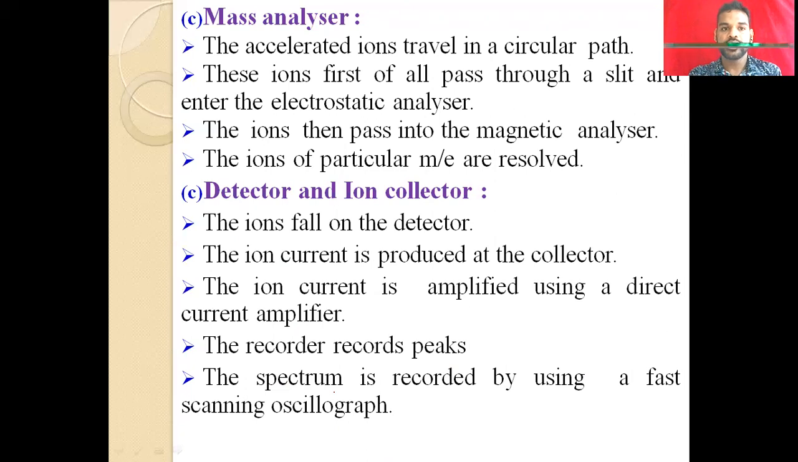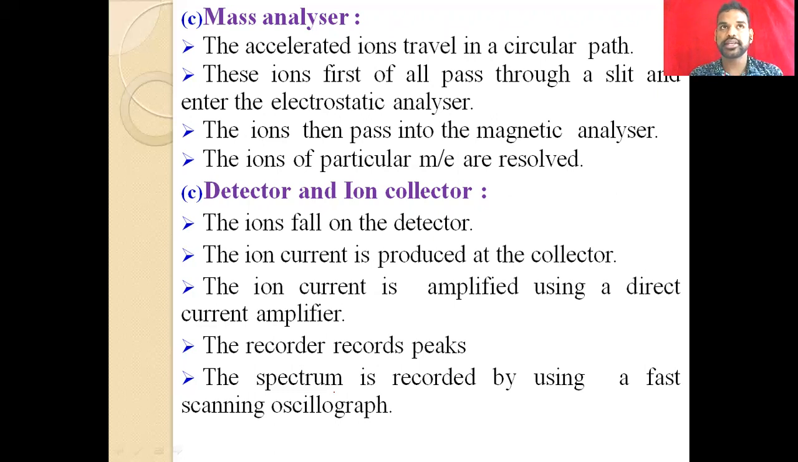Then the ions pass into the magnetic analyzer. So second, they pass through the magnetic analyzer. The ions of a particular m/e are resolved here. That means the particular mass-to-charge ratio is resolved here. And then we have the detector and ion collector.